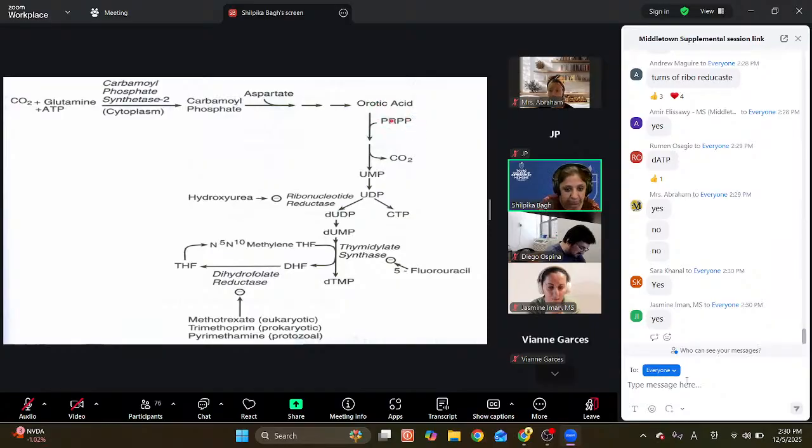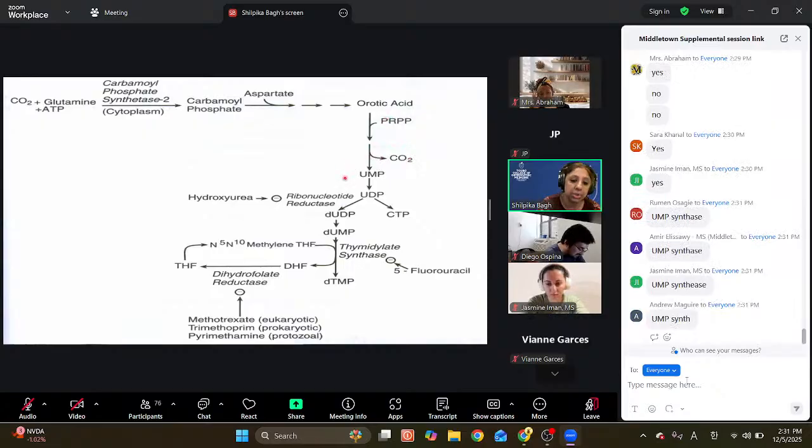Ribosyl transferase and decarboxylase is also known as this dual enzyme. Ribosyl transferase as well as decarboxylase is known as what? UMP synthase. Then it can form the corresponding nucleotides. Also look at this, please.